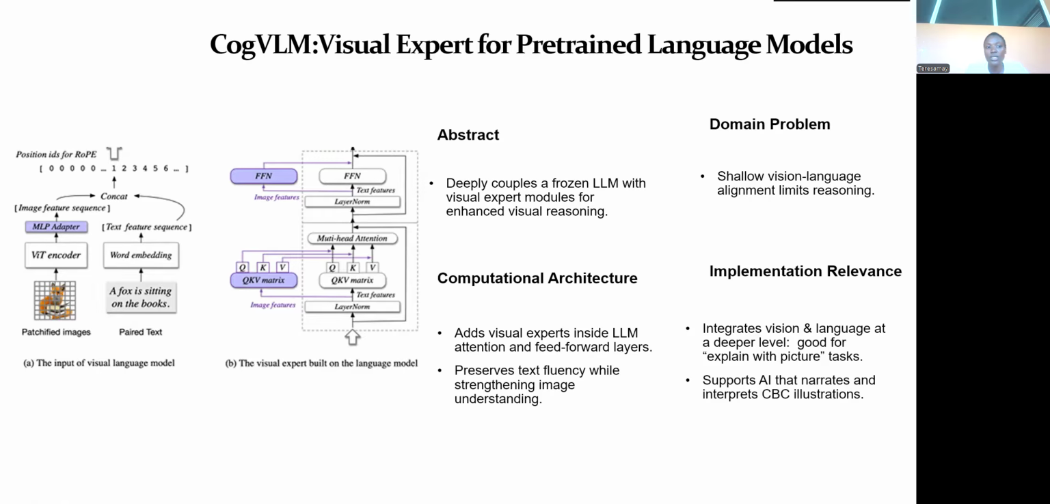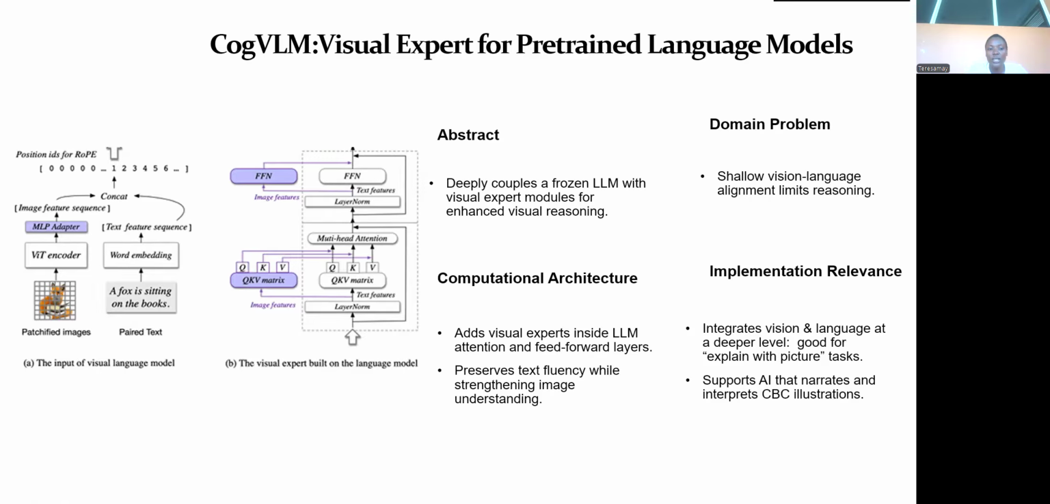So about its architecture, it integrates visual experts inside the transformer layer. That is the one which has the attention and feed forward blocks for the language model. So it integrates that visual expert into the transformer layer. So this deep coupling means that the AI can reason about what it sees, not just describing it, but it can reason and tell more about what it sees.